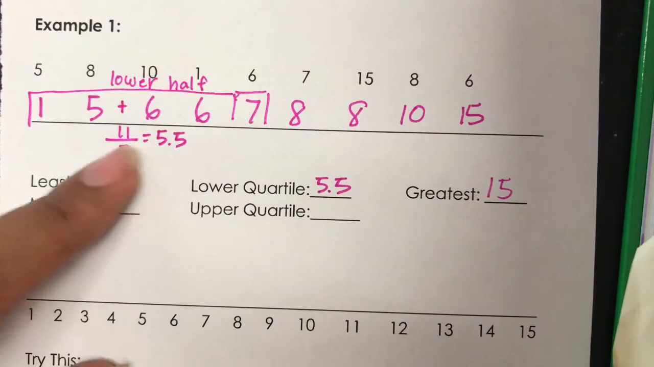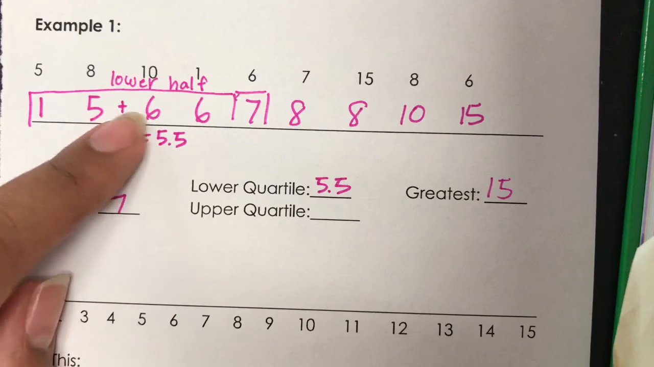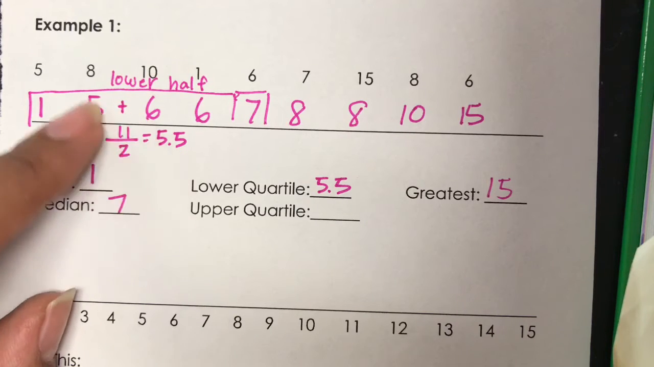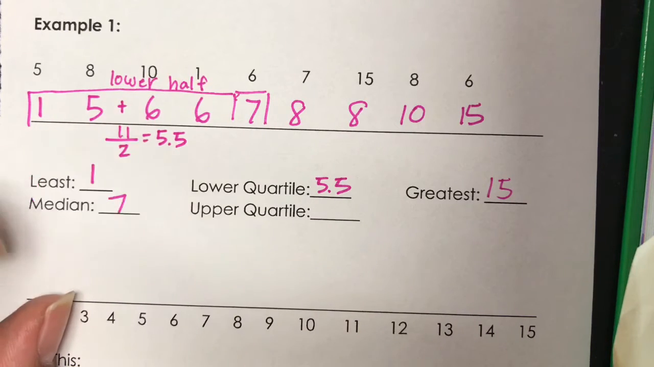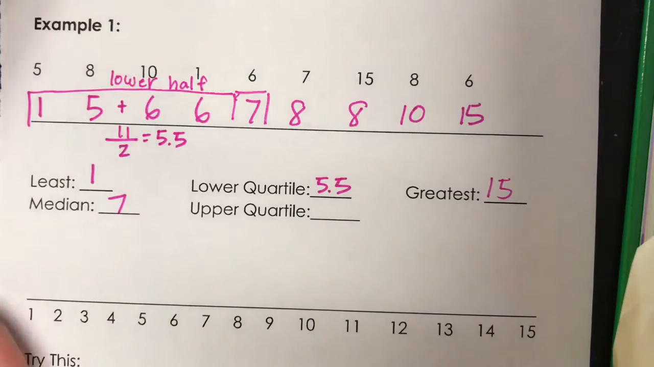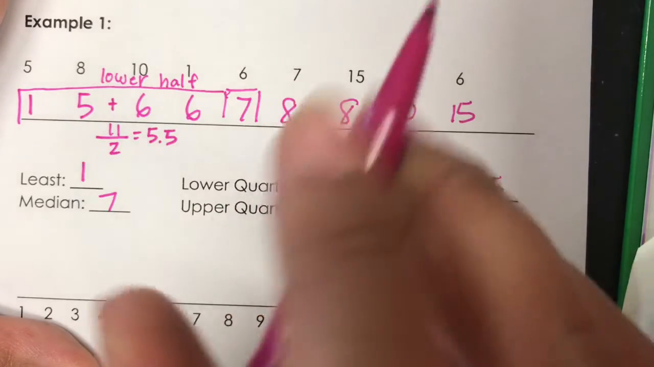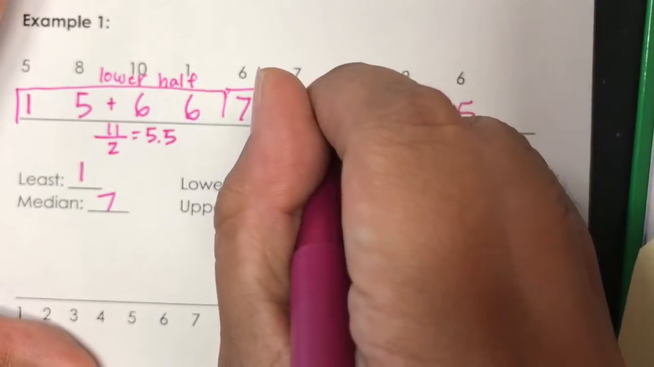Okay, the median rules that we have still apply. So if there's two numbers in the middle, you still need to find the mean or the average of those two numbers, and that's going to be your lower quartile. Okay, so for the upper quartile, we've got to look at our upper half. So this is the upper half of our data set.